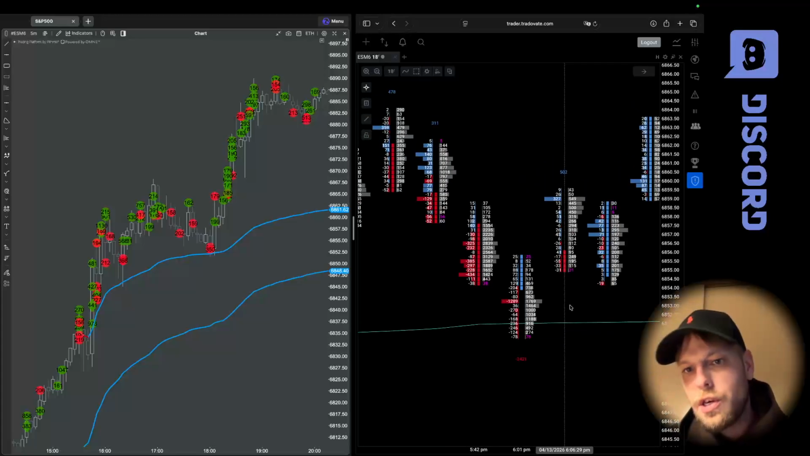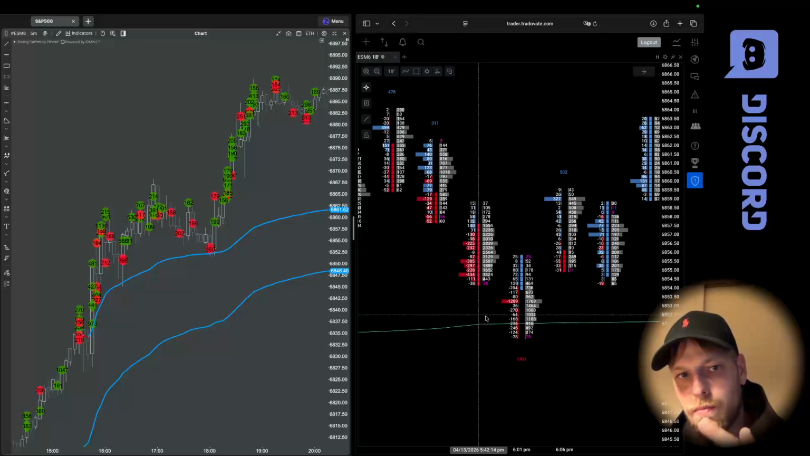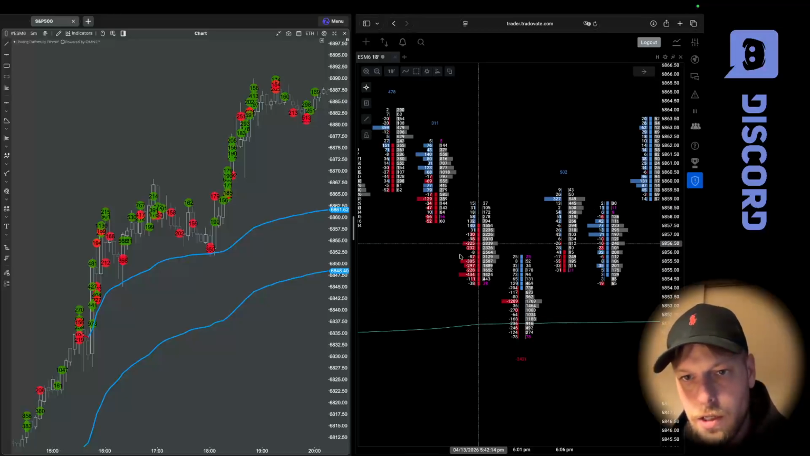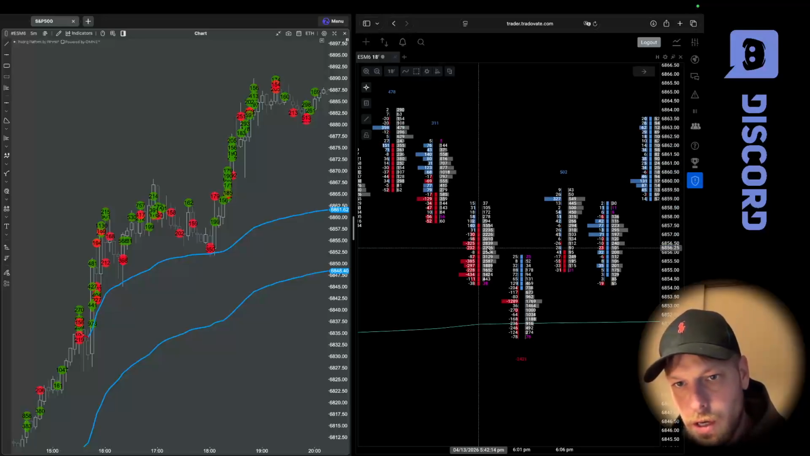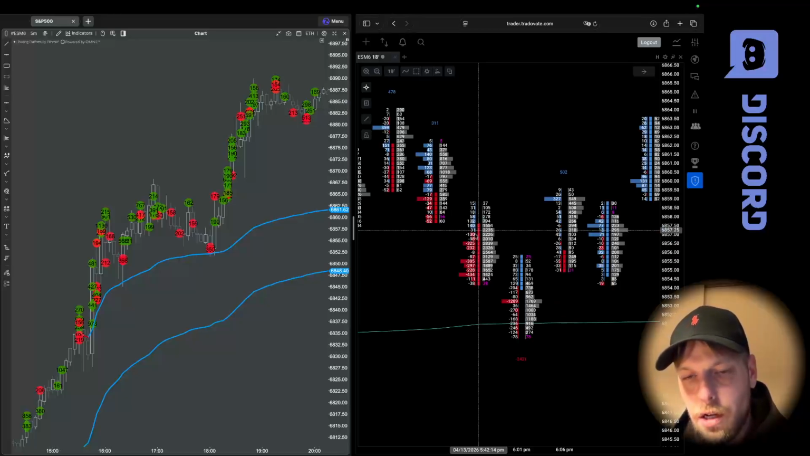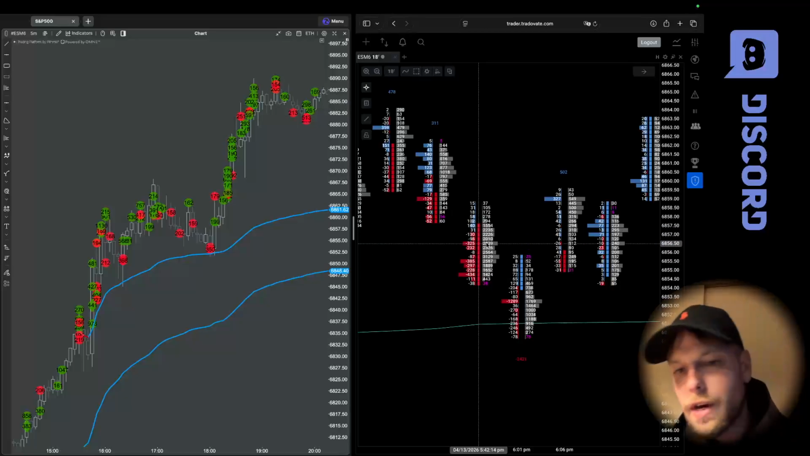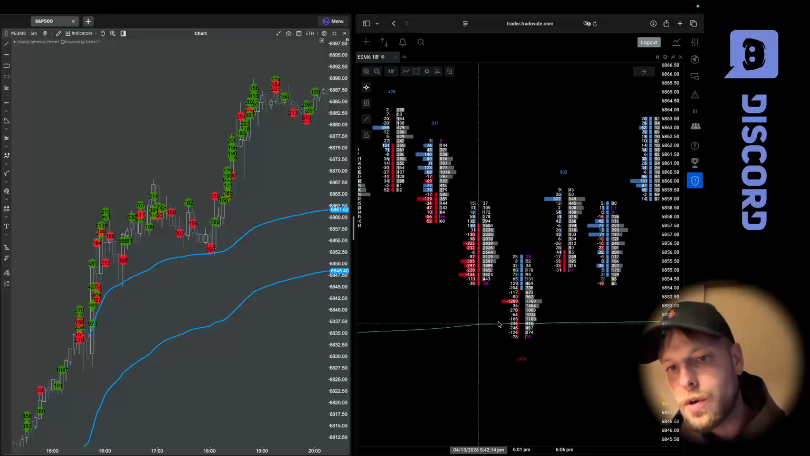The volume is here decent, okay? This is a nice cluster of volume. And we see all the lower volumes here, right? The biggest one is like 1,000. Here we have 2,000, 2,000, 3,000. So this candle has a lot of volume right into the VWAP, right into RTH VWAP.